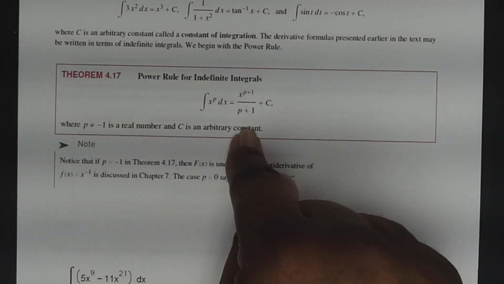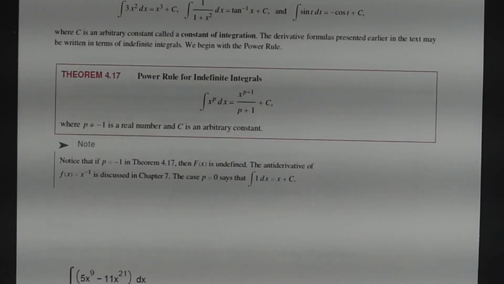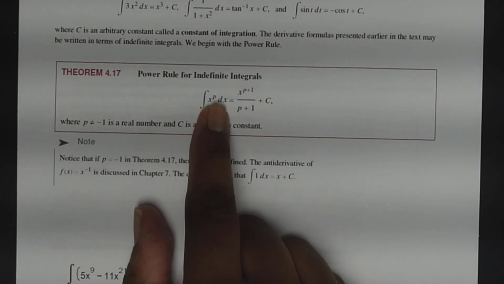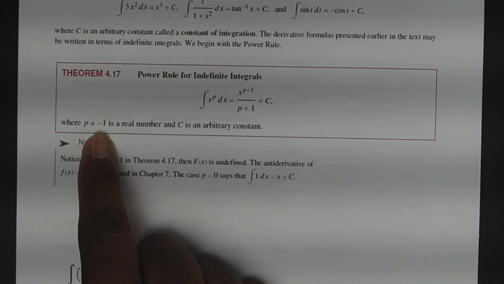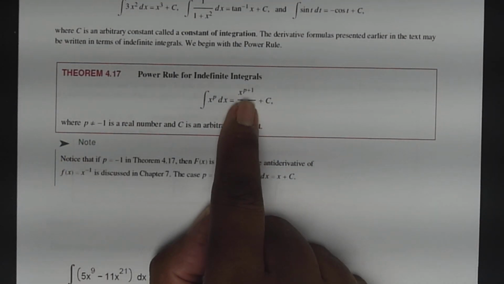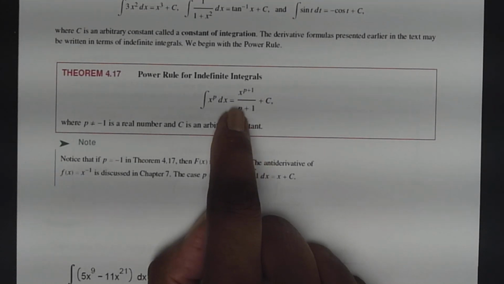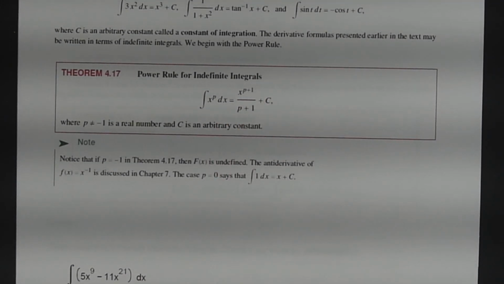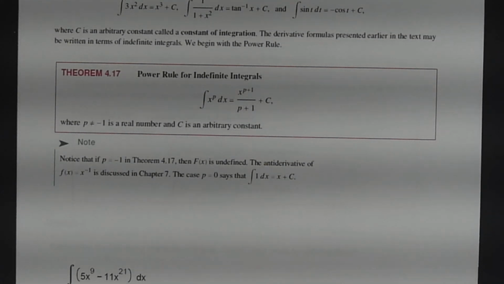Here we're going to do this in the reverse order for indefinite integrals. So the power rule for indefinite integrals is this. We have the integral of x raised to some power p. And as long as p is not equal to negative 1, we can do this power rule by increasing the power by 1 and then dividing it by that new power, p plus 1. And then we include the plus c for our indefinite integral here. Okay?